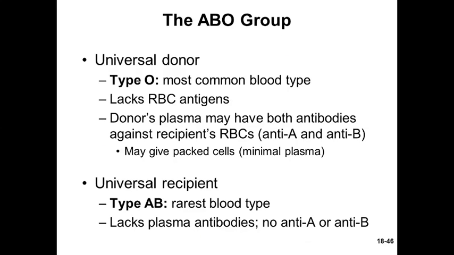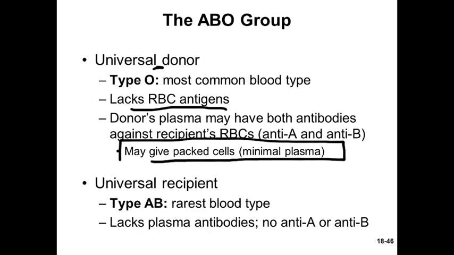When it comes to the ABO group, there's the universal donor and the universal recipient. The universal donor is O. I'm going to add even more to this. It's O negative. Type O is the most common blood type, and type O negative is the universal donor because it lacks all of the antigens. When one is giving blood, we refer to what's being given as packed cells.